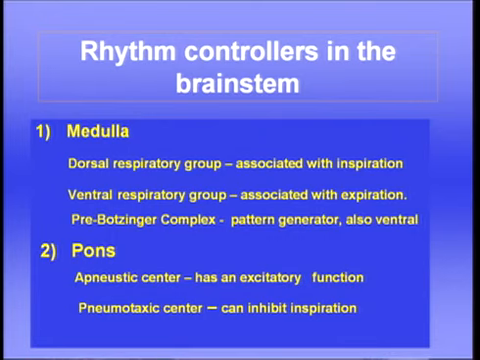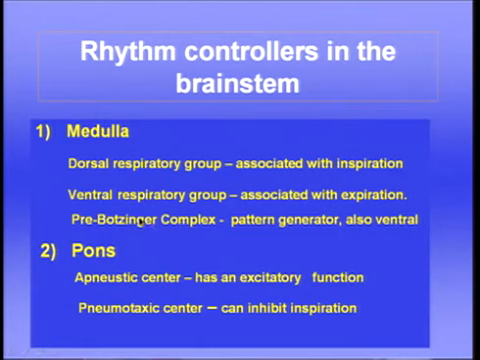And so in the medulla, we've got two groups of cells. They're sometimes called respiratory centers, although people don't particularly like that term. These are a collection of cells, and one is the dorsal respiratory group in the medulla, dorsal meaning towards the back in the upright man. These seem to be particularly associated with inspiration. Then we've also got a ventral respiratory group of neurons which seem to be particularly associated with expiration.